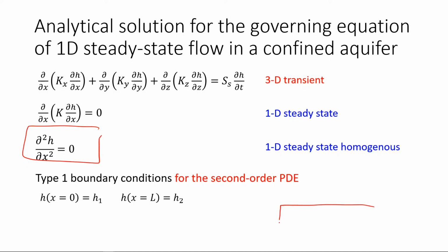So let's say this is my aquifer here, and this is my x, like x equal to 0. So at x equal to 0, I have h1. And then at x equal to L, I have h2. Here are my boundary conditions. So at this boundary at x equal to 0, I have h1, and at x equal to L, I have h2. Yeah, that's L, the distance from here to here. Okay.